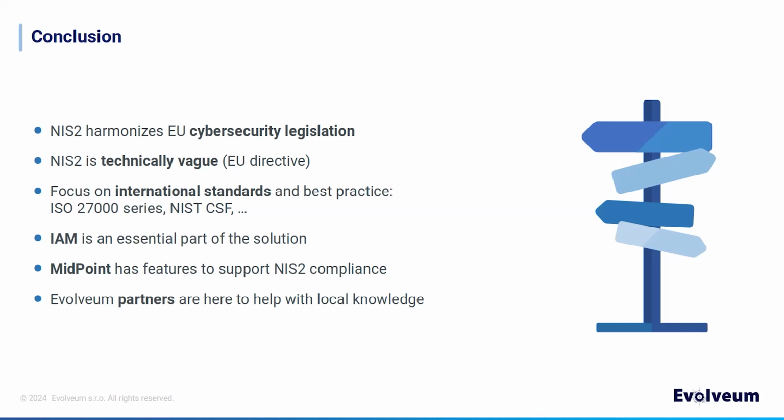And as NIS2 is a directive, which means that it has to be transposed to each European legislation individually, we expect that there will be some local variations in the regulations and some local details. However, Evolveum has a partner network in many European countries, and the partners are here to help you with your specific legislation in your specific country, and to help you reach compliance.